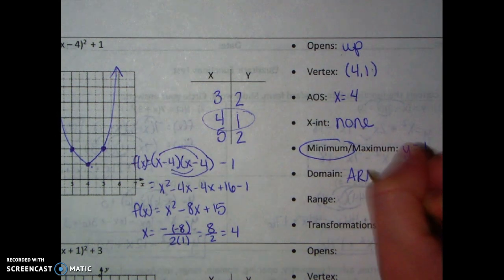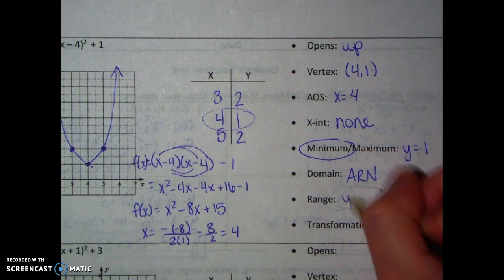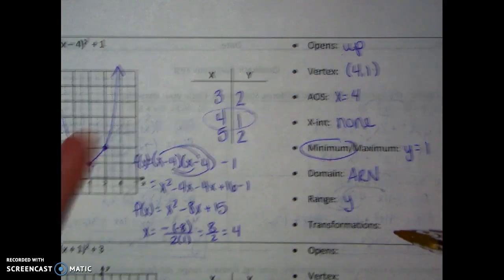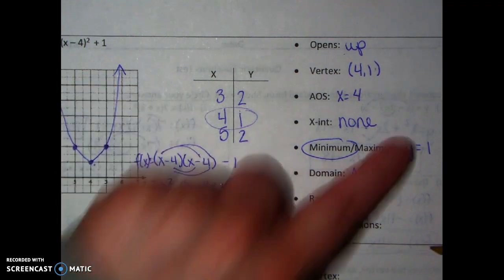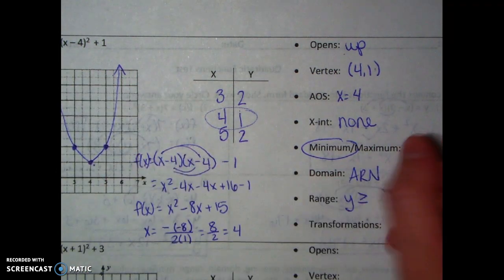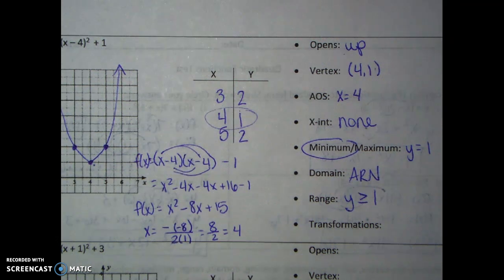Domain is all real numbers. Range, and these are pointing up, so it has to be greater than or equal to 1. All y values have to be 1 or higher.